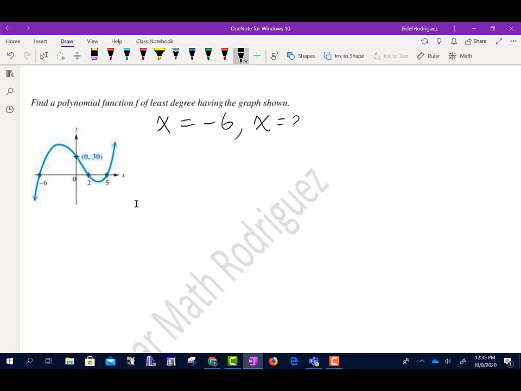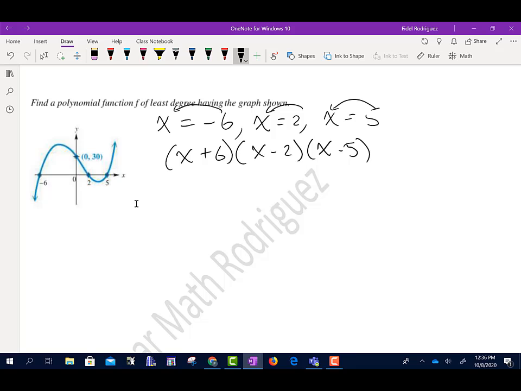One of them is x equals 2. One of them is x equals 5. So when I have my x-intercepts, now what I can do is I can write my factors. I'm going to bring each of these numbers over to the other side. What I mean by the other side, I'm going to write like this: x plus 6, x minus 2, x minus 5. They would all be equal to, when I move them over, there's nothing on the other side, they would be equal to 0, right?